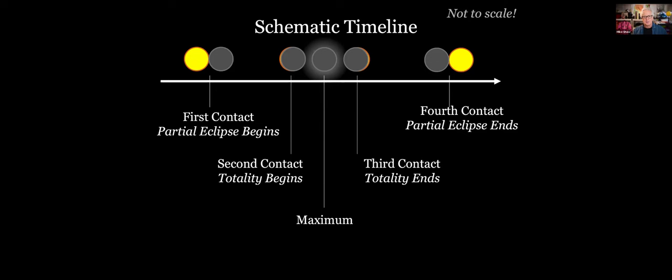In terms of a schematic timeline, which is not really to scale, this is how things happen as we go from left to right. The eclipse happens. A lot of stuff happens right in the middle. And at the fourth contact, everything's kind of over.